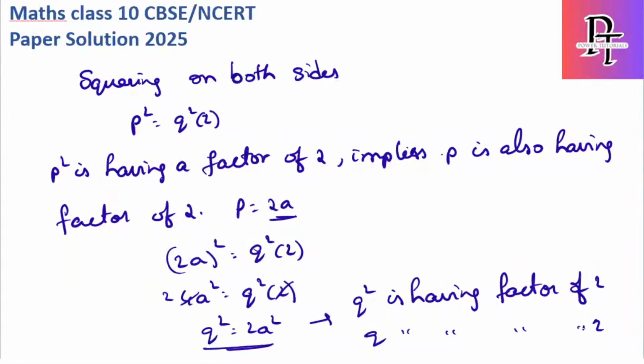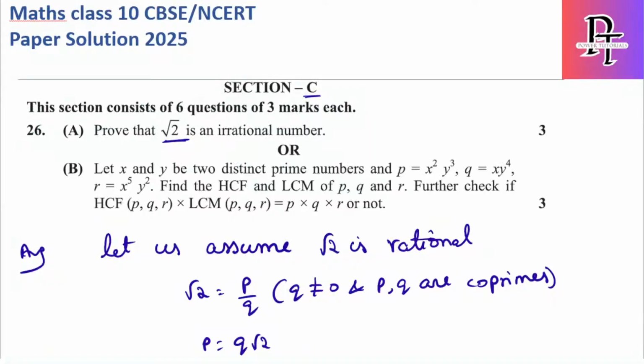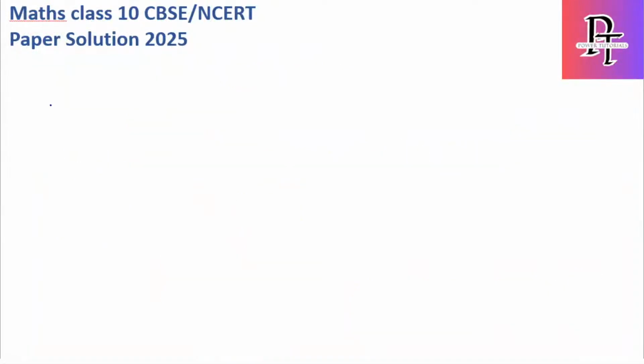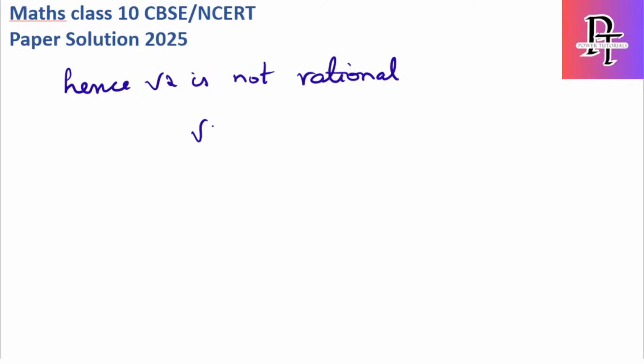But we already assumed what is the first condition? P and Q should be coprimes, but we are getting both are having a common factor of 2, which is contradicting our statement. Hence root 2 is not rational. So if root 2 is not rational, which is nothing but root 2 is irrational.